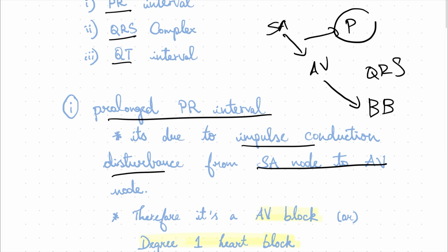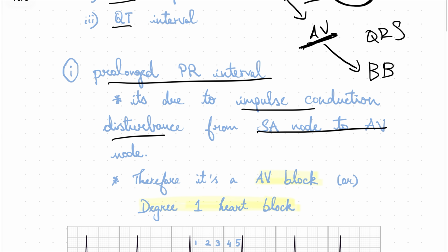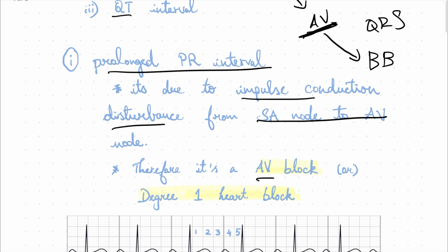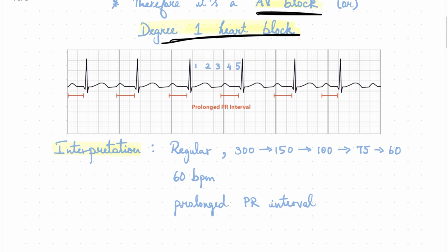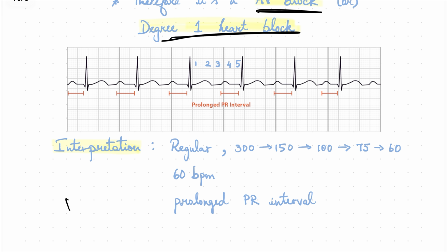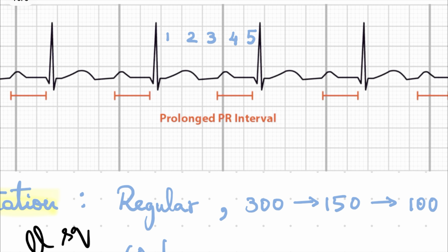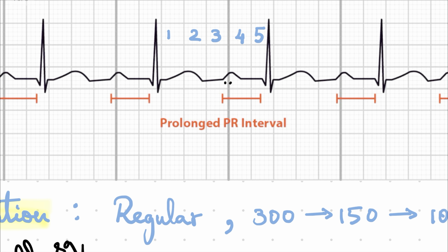So we have a P problem. So it is basically somewhere between SA and AV node. Therefore, it's as simple as that. It's an AV block or first degree heart block. Here you can see a prolonged PR interval. Normally, a PR interval should not be more than 4 small square width. But here, if you see, it's around 1, 2, 3, 4, 5, 6, 7.